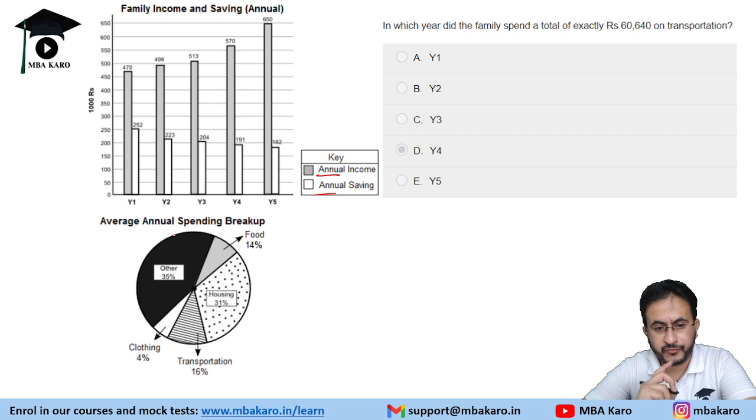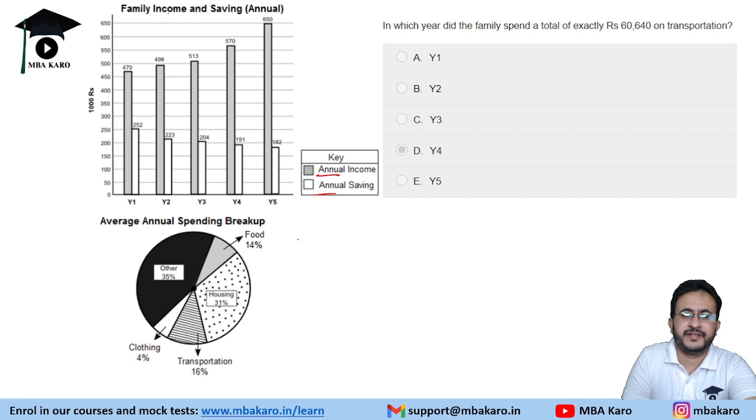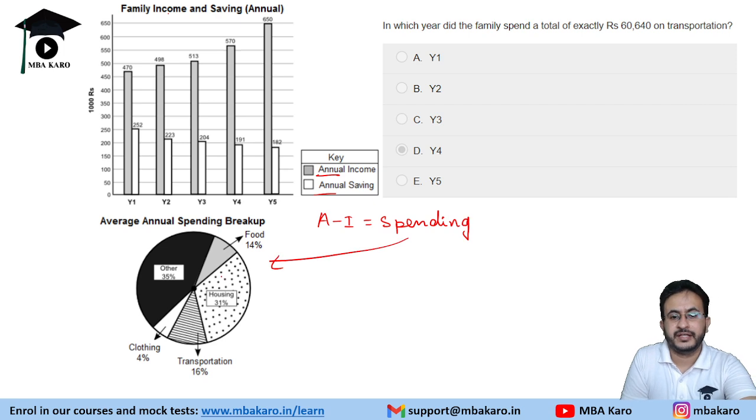Now we have to find out that this is income and saving. So income minus saving is spending. And this spending is given in this format. Annual spending, what is the breakup? Now the first question is, in which year did the family spend a total of exactly 60,640 on transportation?